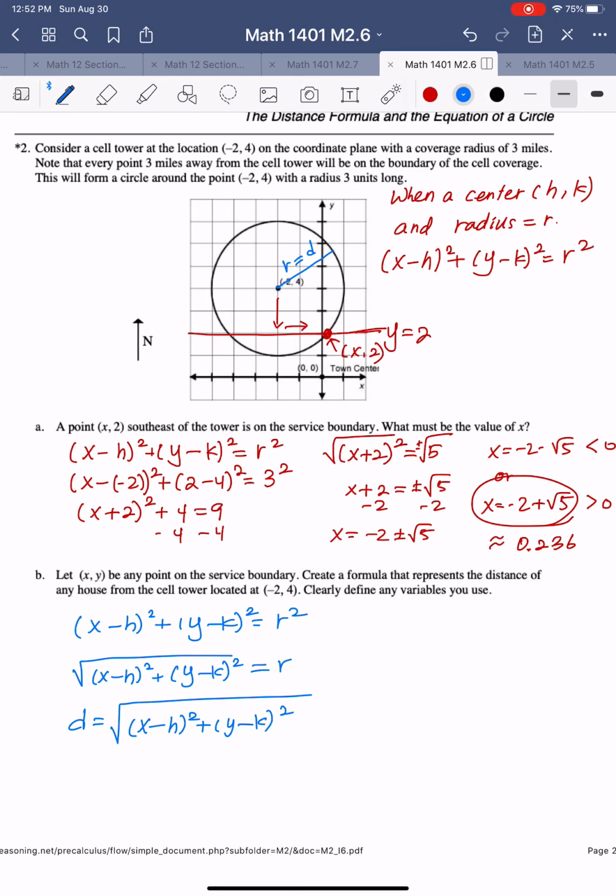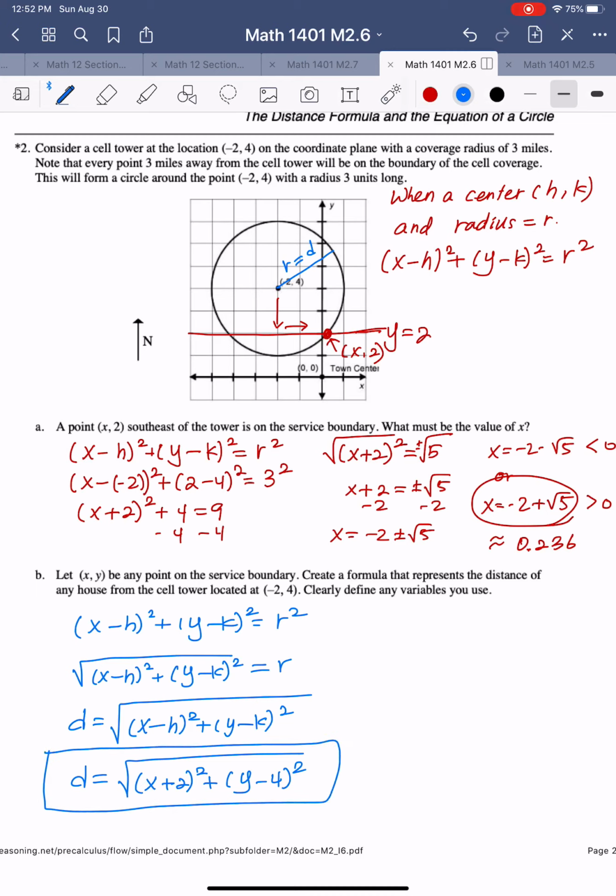And then when we apply this formula to our problem, the distance from any point on the circle boundary is x minus h, which is negative 2, so x plus 2 squared, and then k is 4. So this is the formula that you can use to find the distance from any point x and y. This x and y is going to be the coordinates of the point here. Okay, so that gives us the distance formula for this problem. All right, I think that's what we're going to cover for 2.6. Okay, thank you for listening.